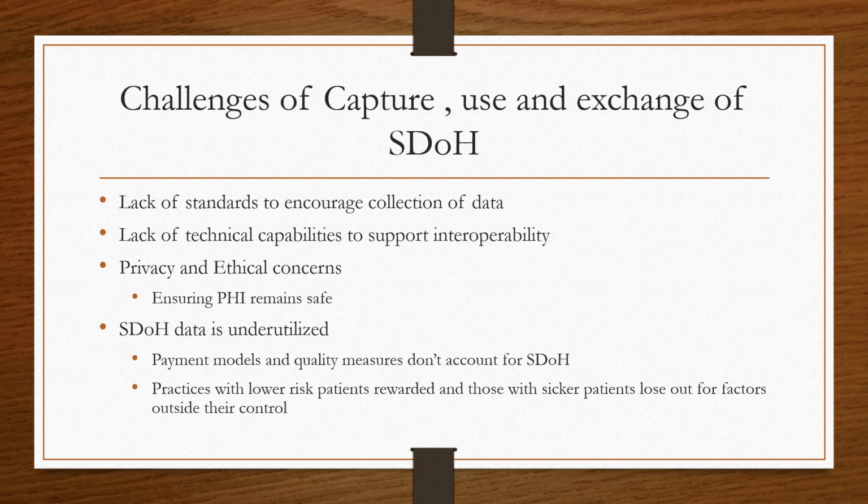Privacy and ethical concerns: we have to make sure that PHI remains safe. And finally, social determinants of health data is vastly underutilized. Payment models and quality measures don't account for social determinants of health, and practices with lower risk patients are rewarded, and those with sicker patients lose out on incentives financially.